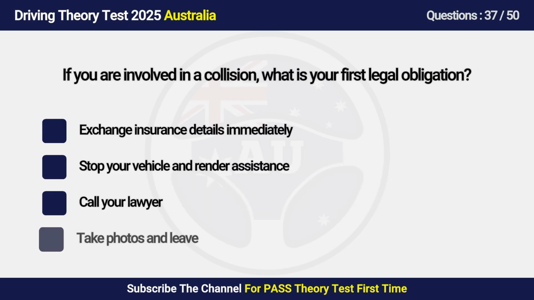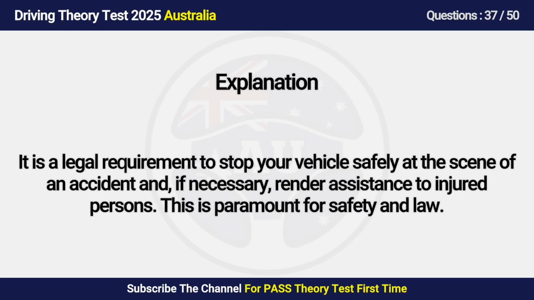Question 37. If you are involved in a collision, what is your first legal obligation? A. Exchange insurance details immediately. B. Stop your vehicle and render assistance. C. Call your lawyer. D. Take photos and leave. Answer is B. Stop your vehicle and render assistance. It is a legal requirement to stop your vehicle safely at the scene of an accident, and if necessary, render assistance to injured persons. This is paramount for safety and law.